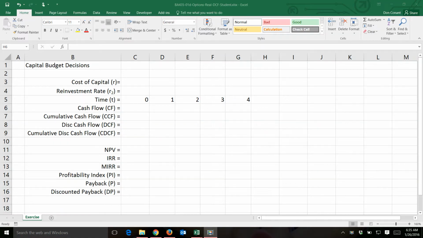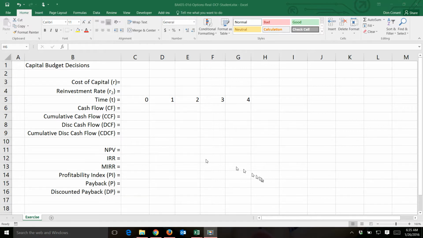In this video, we'll look at real option pricing using the discounted cash flow method. We'll examine net present value, internal rate of return, modified internal rate of return, the profitability index, payback method, and the discounted payback method.